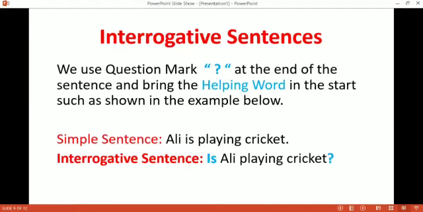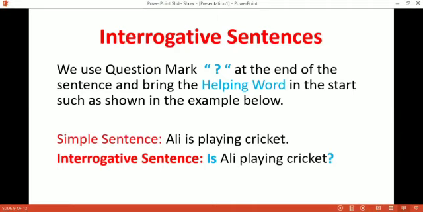On this page, we will learn how we can change a simple sentence into an interrogative sentence. Interrogative means question. A sentence in which a question is asked is called an interrogative sentence. Interrogative means questioning sentence.